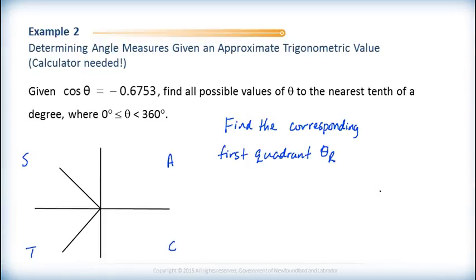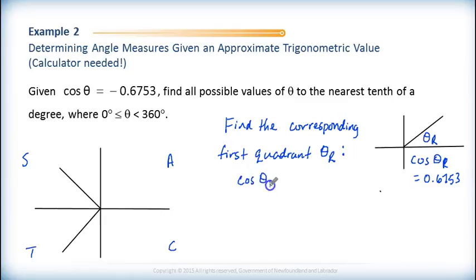Now, we don't just plug in the negative decimal .6753 and do inverse cosine on our calculator, because that's not reliable for reasons beyond the scope of this course. So we find instead the corresponding first quadrant reference angle. I'll do a quick sketch here, X and Y axes, and the first quadrant reference angle is what we're looking for. In the first quadrant, everything is positive, so the cosine of theta sub r must therefore be .6753, not negative.